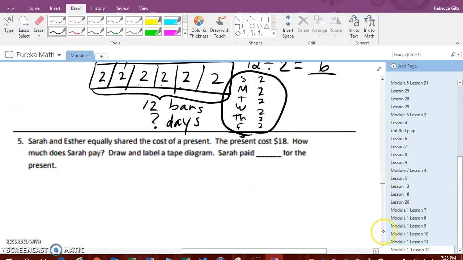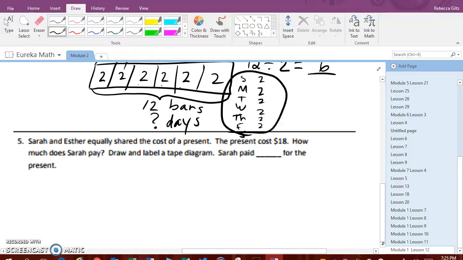All right, I think we have one more problem. Sarah and Esther equally shared the cost of a present. The present cost $18. How much does Sarah pay? Draw and label a tape diagram. Sarah paid blank for the present.